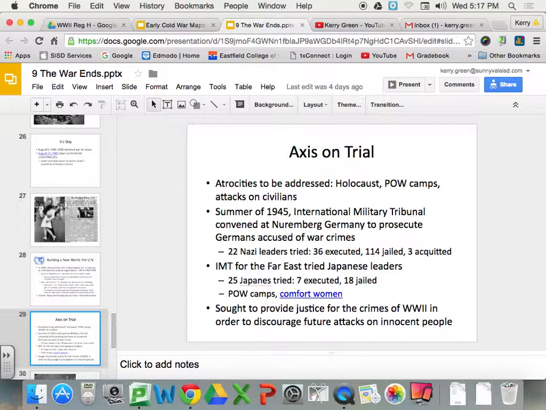Now, the United Nations, led in part by the United States, will focus on putting the Axis on trial, whether it's the Germans and the Holocaust, or whether it's the Japanese and the POW camps. And so you have an international military tribunal in Nuremberg, Germany, and then you'll have one later for the Far East. And you can see the results there, about people that were executed and held accountable for that.